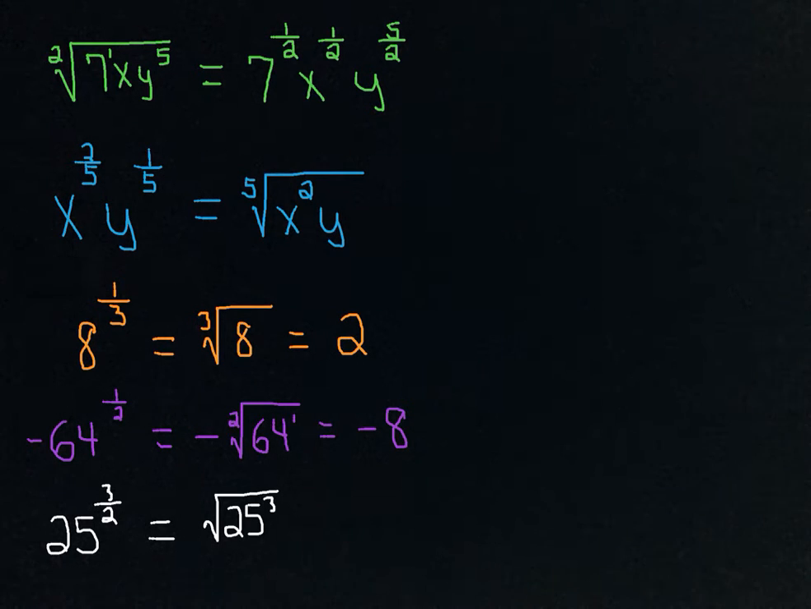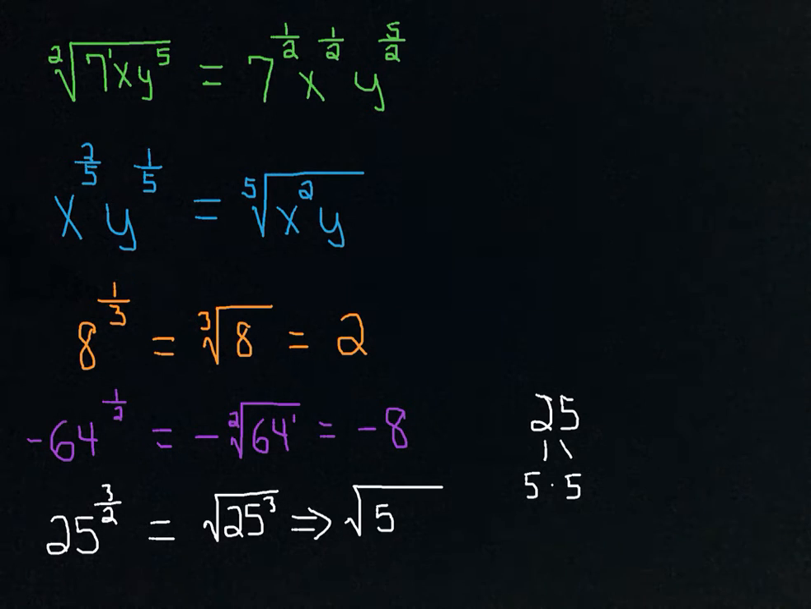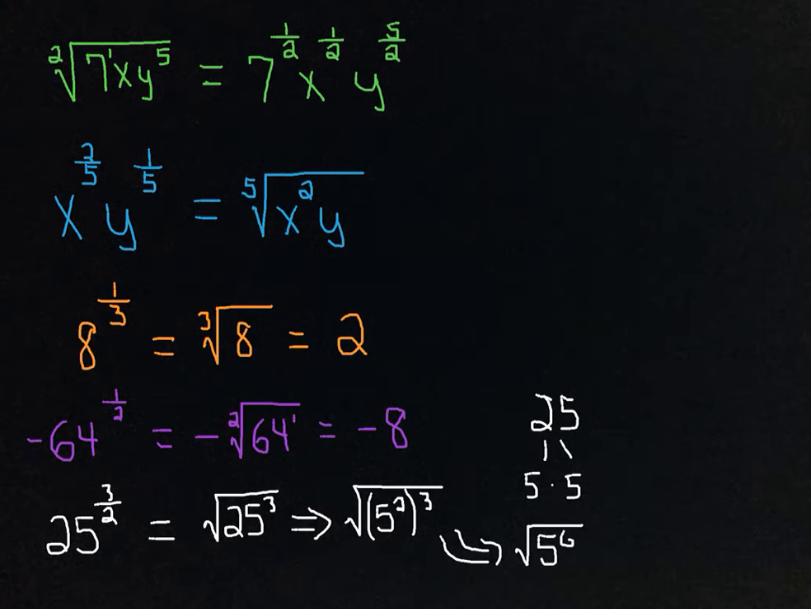And you'd be like, well, I don't know what 25 times 25 times 25 is without a calculator. Well, then we can take this 25 and break it down to its prime factorization. This is really just 5 times 5. So I could rewrite this as the square root of 25, which is 5 squared, and that 5 squared was raised to the third power. Now, when you have a power on a power, you multiply. So this is essentially the square root of 5 to the 6th power.